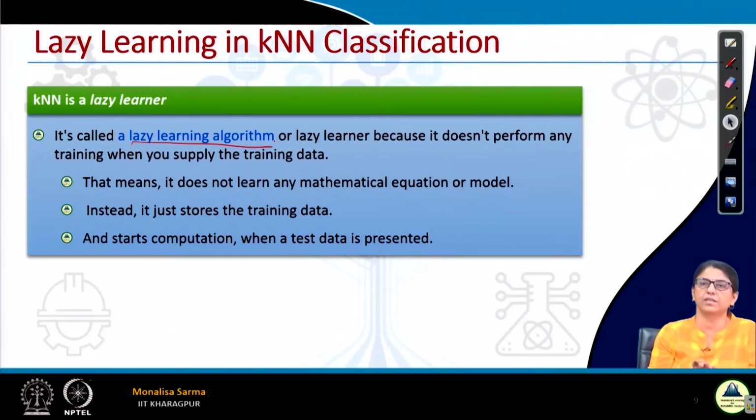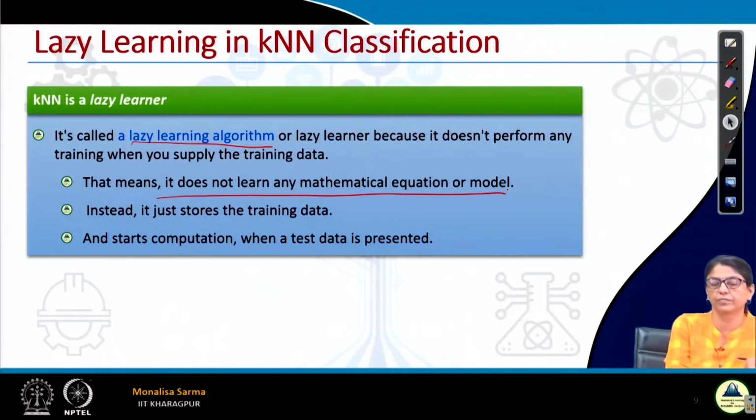It does nothing when it gets the initial observation. It only starts working when it has to test a data point. When given an observation, we have to find out the corresponding class, then only it will start its action. Before that, it will not do any action. So, that means it does not learn any mathematical equation or model. It does not form any model. Instead, it just stores the training data and starts computation when the test data is presented. So, that is why it is called a lazy learning algorithm.